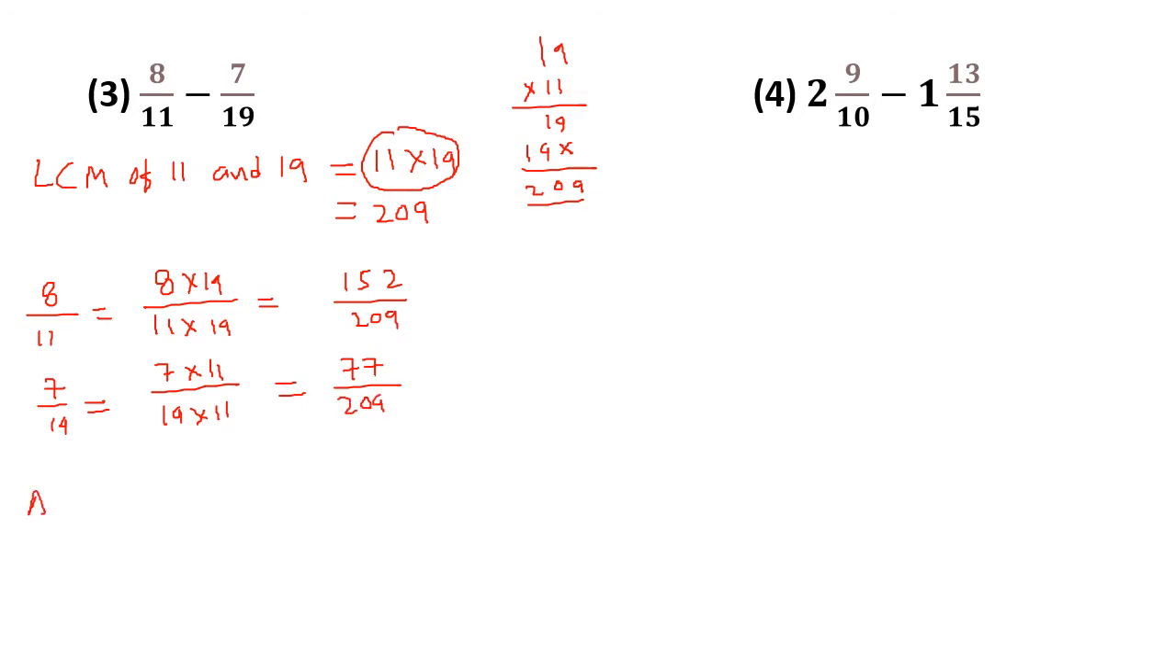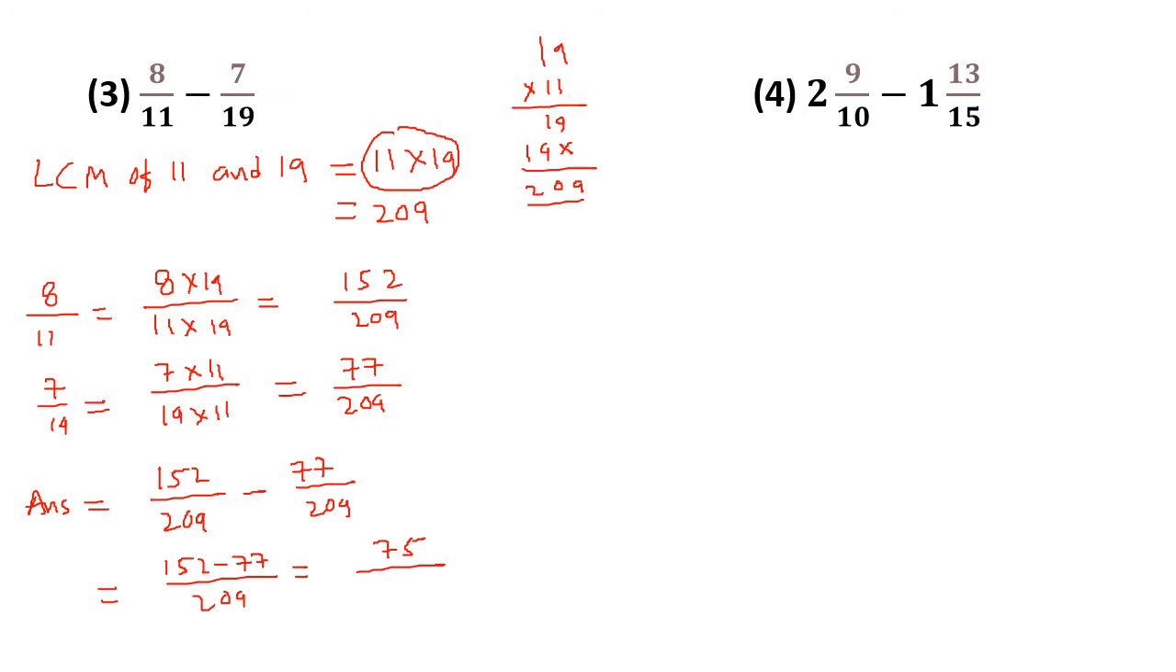So the answer is 152 divided by 209 minus 77 divided by 209. Since they are like fractions, the subtraction is very easy. It is 152 minus 77 divided by 209. So if I subtract 77 from 152, 2 is at the unit place. 2 minus 7, that is 12 minus 7 is 5. Here I took a borrow, so 5 will be 4. 14 minus 7 will be 7.